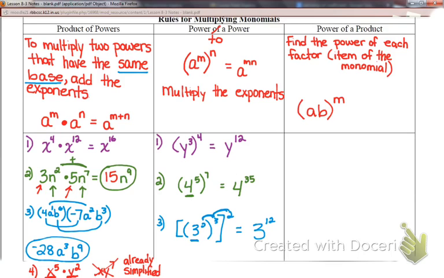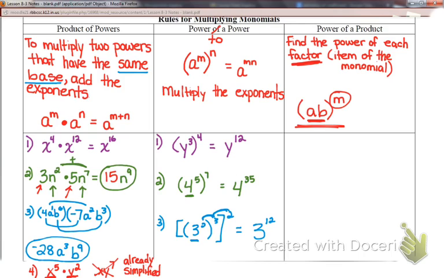In our last rule, it's called power of a product. And the idea is that you're going to find the power of each factor. And a factor is something that you multiply together to get a product. And so the factors are the items of the monomial. So in this example right down here, you have a product which is AB. That's a product because you're multiplying A times B. And you're taking that to a power. So it's called the power of a product AB.